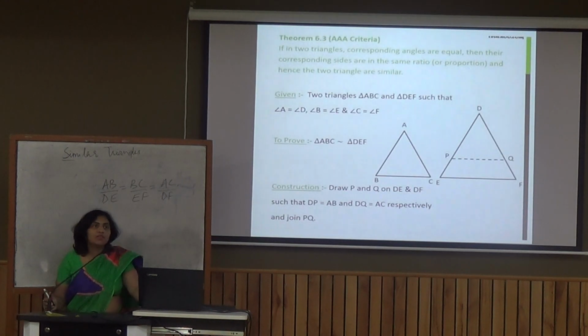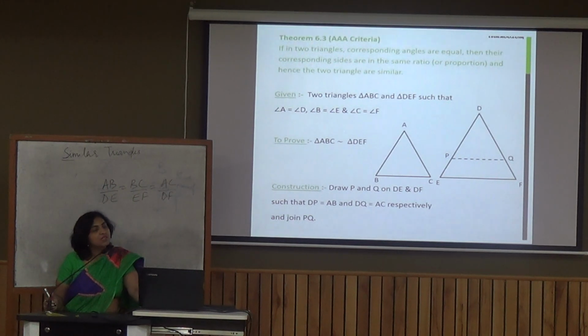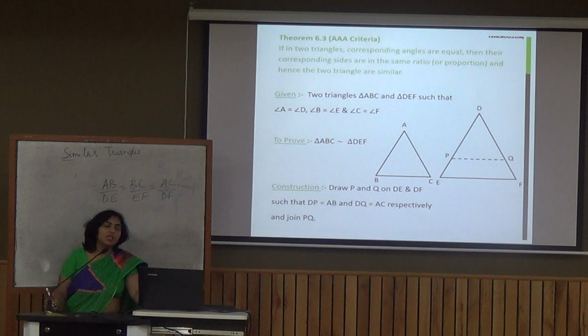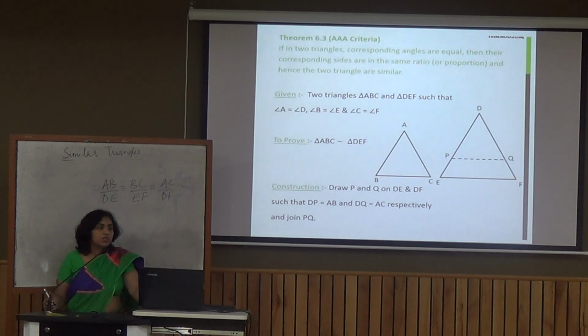Then there are certain criteria, like congruency, to prove that triangles are similar. One is the AAA criteria, or we also say it as the AA criteria. If in two triangles corresponding angles are equal, then their corresponding sides are in the same ratio or proportion, and hence the two triangles are similar.